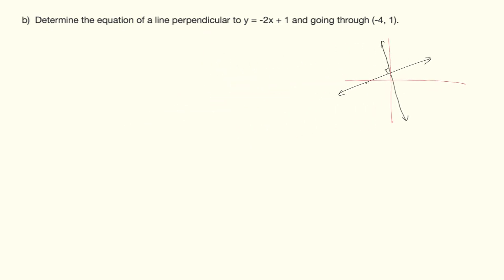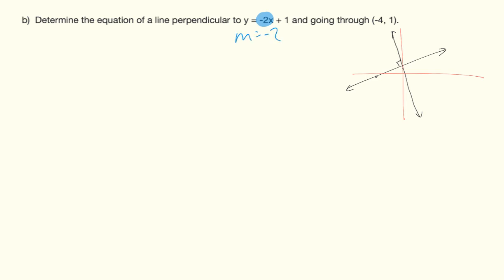Now the slope of the other line is given right in the equation. It's right here as negative 2. Right? y equals mx plus b, so m of that other line is negative 2. Now, we know that this slope is perpendicular to our slope, and we know that perpendicular slopes are negative reciprocals of each other. So we know that the slope of our line must be the negative reciprocal of negative 2, which is 1 over 2.